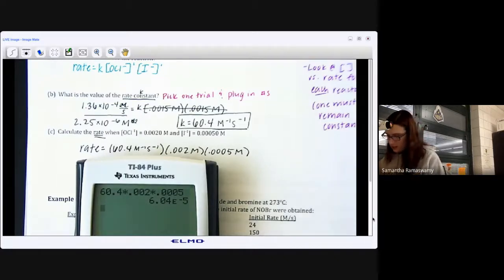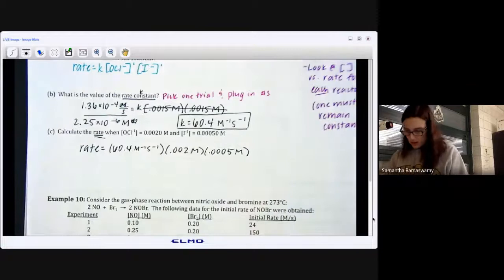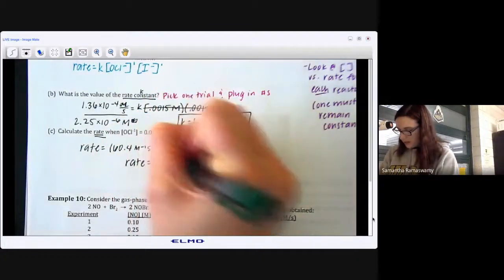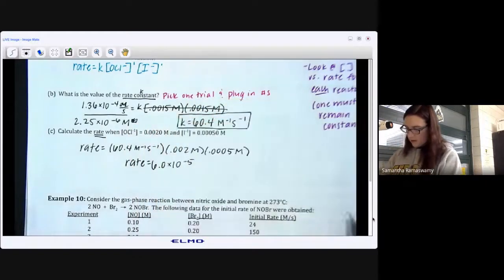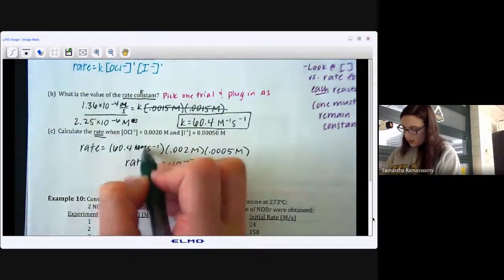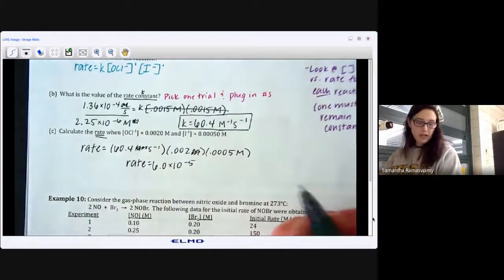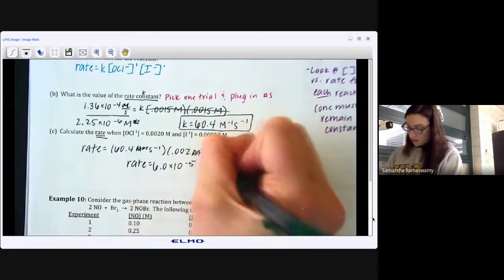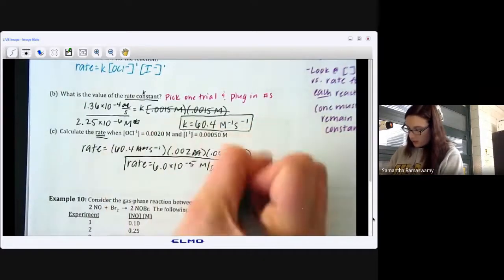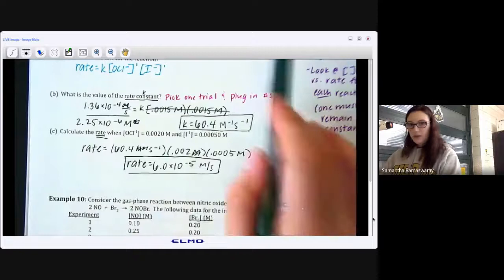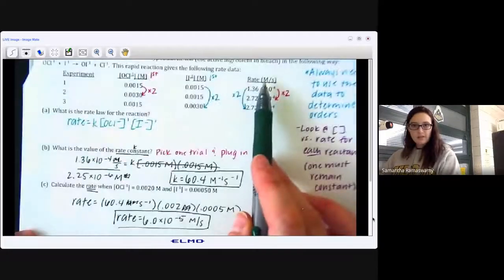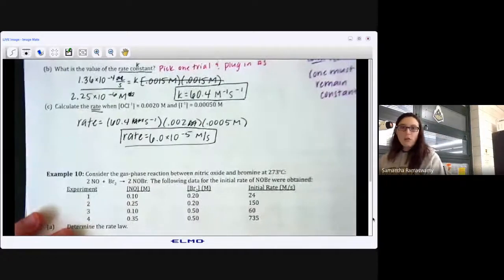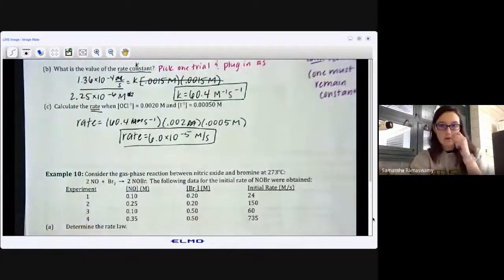I suppose that's 2 sig figs, huh? So we'll do rate is 6.0 times 10 to the negative 5th. If you notice here, one of the per molar cancels because molar over molar cancels. So you have molar per second. That's what rate should be. Rate is always molar per second. Also, it's going to match up with what's in the table up here, right? Molar per second, molarity, molarity. So once you've calculated K, you have it the whole time.